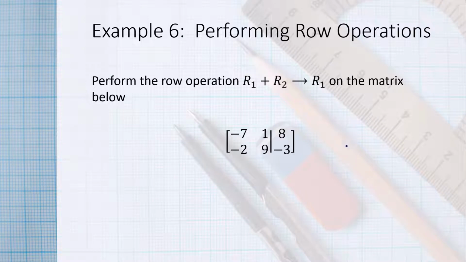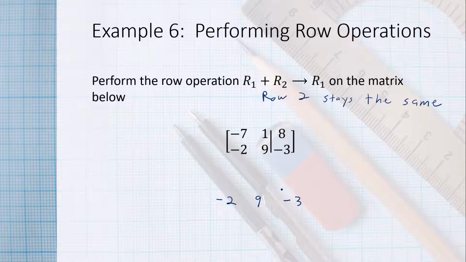Now here, I want to take row 1, I'm going to add it to row 2, and replace that with row 1. So the question here is, what happens to row 2? Nothing happens to row 2. Row 2 stays the same. So we can just go ahead and write down row 2 right now. That's going to be -2, 9, -3.